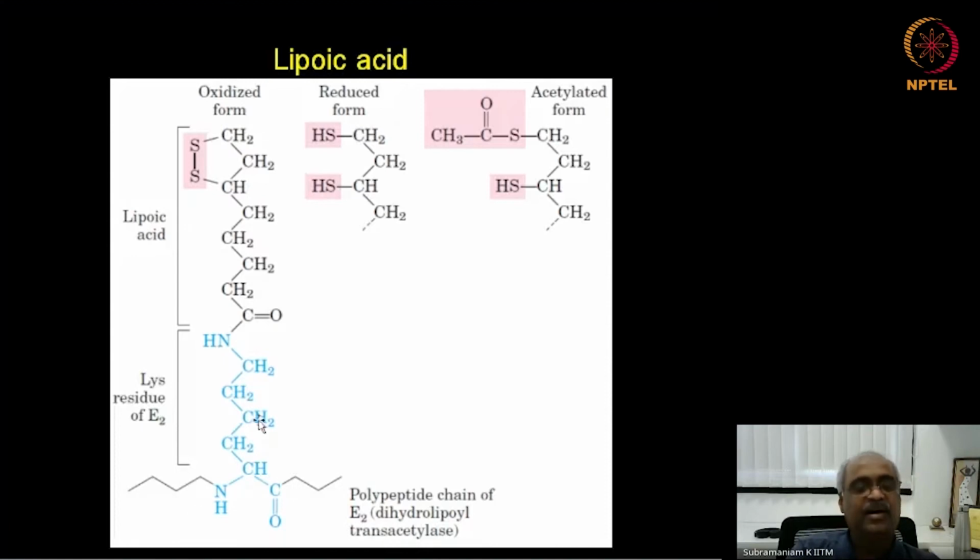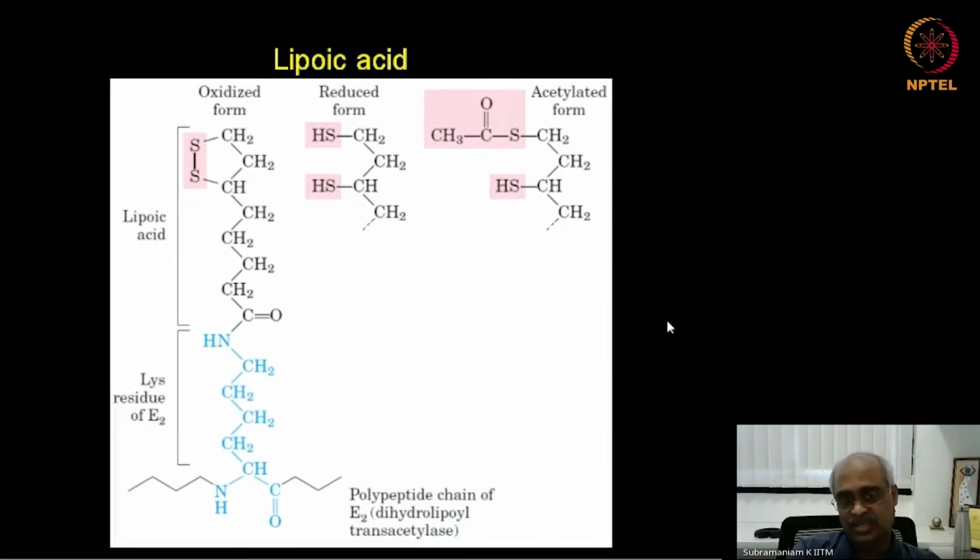So it is covalently linked to an enzyme's amino acid side chain. And you see it's a long arm, and this long arm allows it to swing from one active site to another active site, nearly a 5 nanometer distance. It can swing this acetyl group and electrons from one to the other.